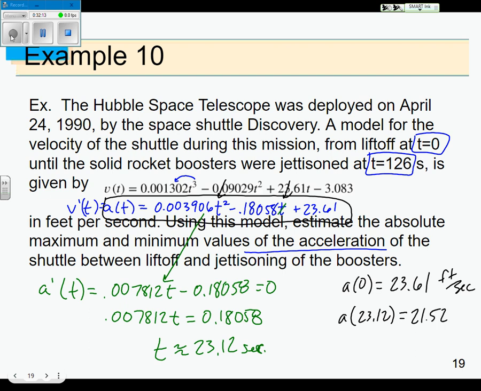Ooh, so it slowed down. Okay. And then whenever it got rid of its boosters at 126 seconds, it was booking it. It was going 62.87 feet per second. So that means that this would be my absolute max, whenever the acceleration was at its quickest. And this critical number I found right here, the 23.12, this would be its absolute minimum, when the acceleration was at its minimum. A lot going on there.